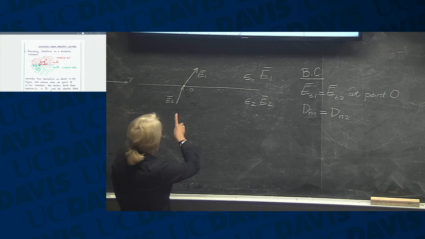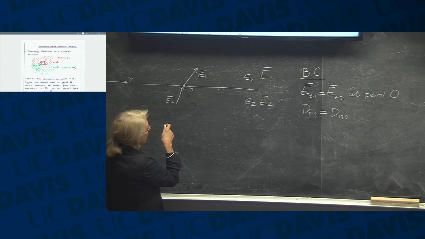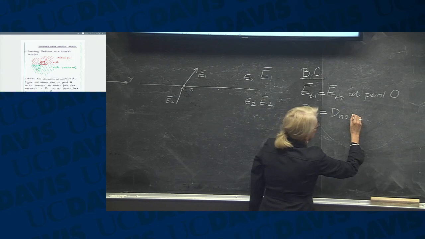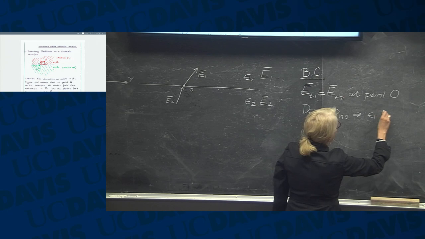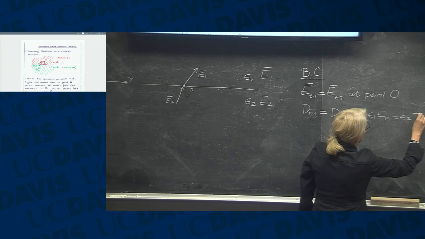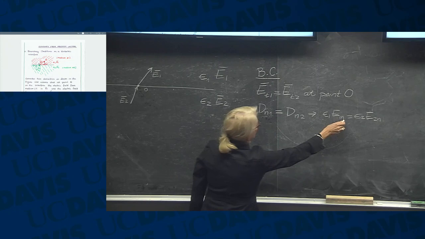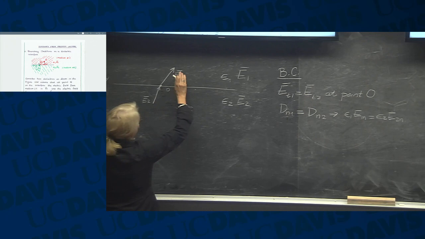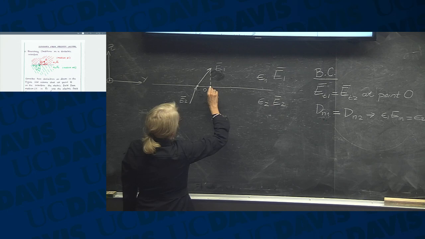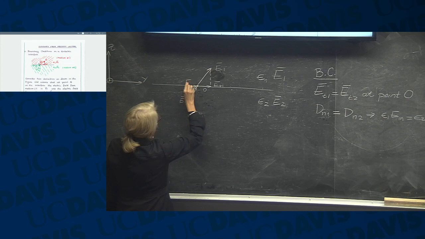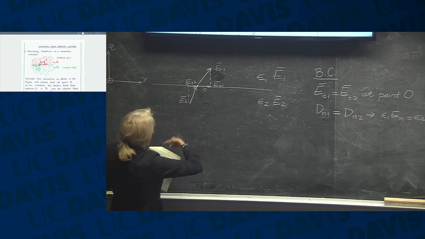For us to be able to apply these conditions, we need to find the two components of the E-field. Specifically here, if you want to change that condition into electric field, then you will say this is epsilon 1 E1 normal should be equal to epsilon 2 E2 normal. So we have this condition, and we have this one. To be able to find the tangential component, we just make a projection here on this plane, and it's this one, ET1. And then here will be this one, ET2.